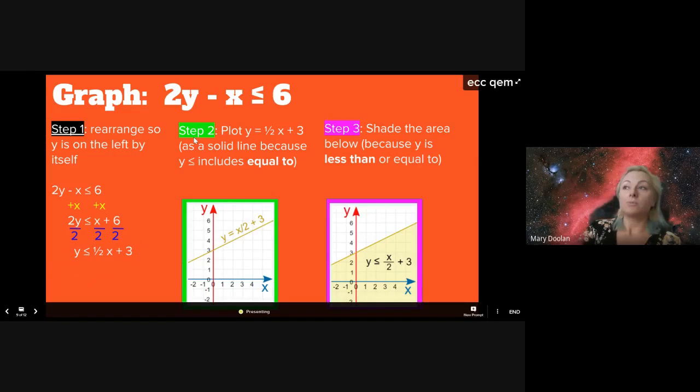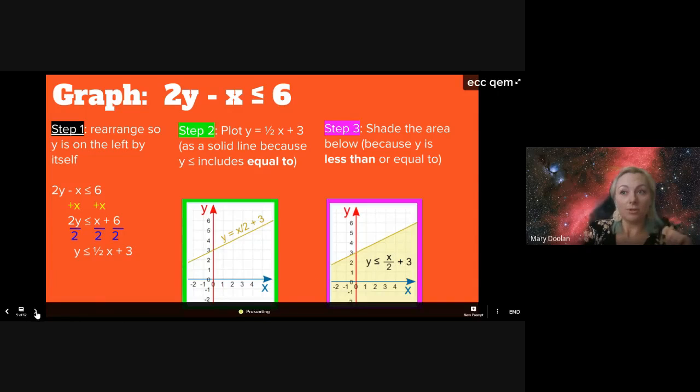After you know the equation, step 2, you're going to plot that line, paying attention to the symbol. The symbol tells you if it's solid or dashed. This symbol means it's solid. The line starts at +3 on the y-axis. The slope is 1/2, so I rise 1, run 2. Rise 1, run 2. Step 3, shade. Because it's a less than or equal to symbol, we shade where y is less than, the lower half.